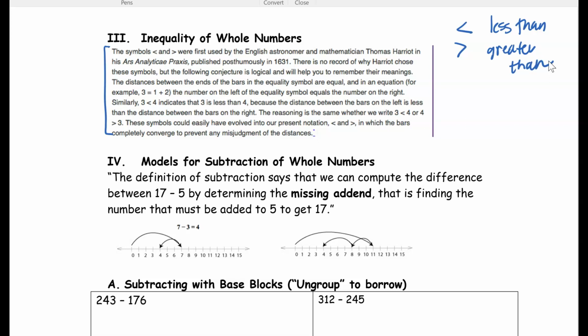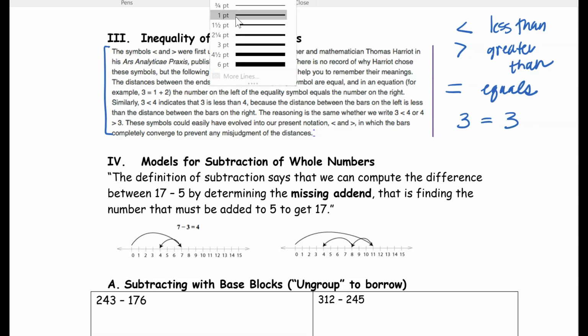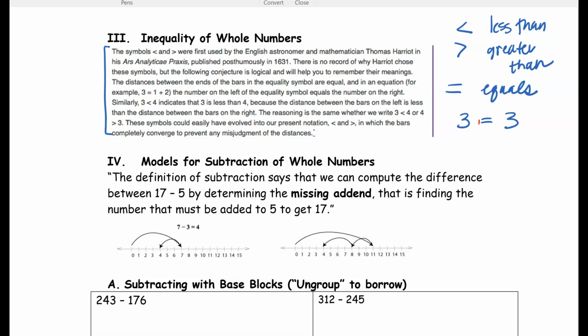They were first used by the English astronomer and mathematician Thomas Harriot, and he came up with these. They have to do with their relationship to the equal sign. If we think about the equal sign and what it looks like, this means that two numbers are equal. For example, 3 equals 3. If you look at the distance between the two lines on either side, it's the same. It's just an illustration that 3 is the same as 3 because the distance between those two bars on either side is the same.